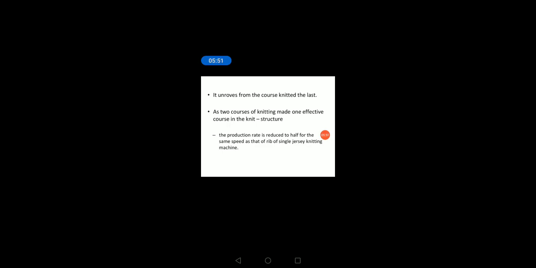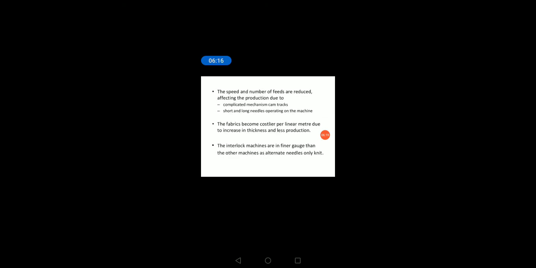The fabric has two courses knitted to make one effective course in the knit structure. The production rate is reduced to half for the same speed as that of the rib or single jersey knitting machine. As two courses are knitted to make one effective course, production is reduced compared to single jersey machines. The speed and number of feeds are reduced, affecting production, due to the complicated mechanism, cam tracks, and short and long needles operating on the machine.